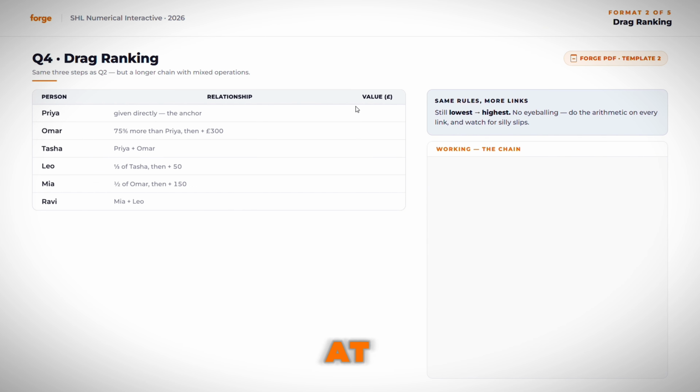Priya is the anchor at 1,200 pounds. Omar is 75% more than Priya, plus 300. 75% more is times 1.75. 1,200 times 1.75 is 2,100. And then you add the flat 300, which gives you 2,400.